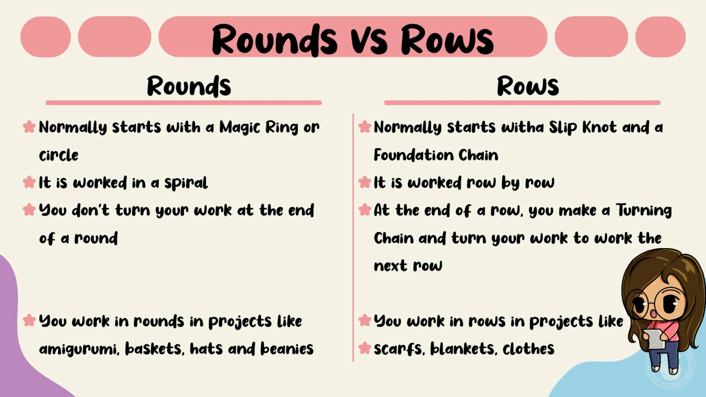So again, working in rows is working side to side, turning your work every row, and working in rounds is just continuously working without turning your work unless stated otherwise.